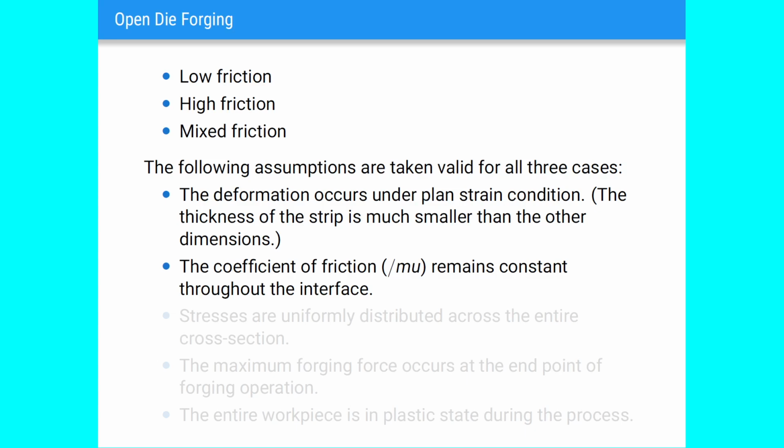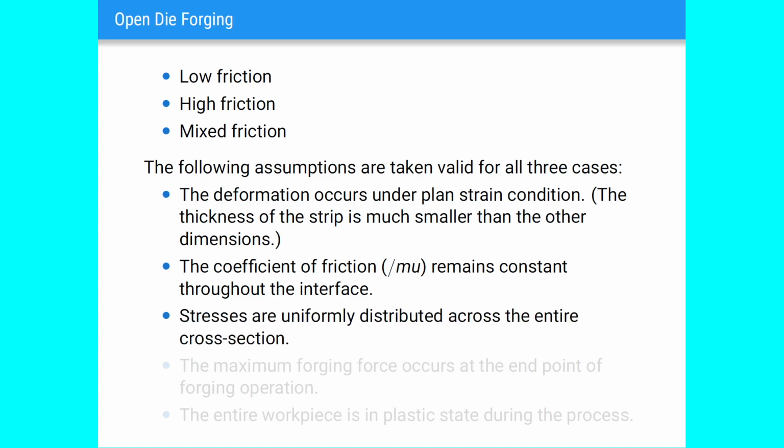Then we have the second assumption, that is, the coefficient of friction remains constant throughout the interface. Again, this is mu, representing your coefficient of friction. It got a typo error, that's why the symbol has not been printed. It will be rectified when you get the PPT. Okay, so the coefficient of friction remains constant throughout the interface, whether it is a case of low friction, high friction, or mixed frictional conditions.